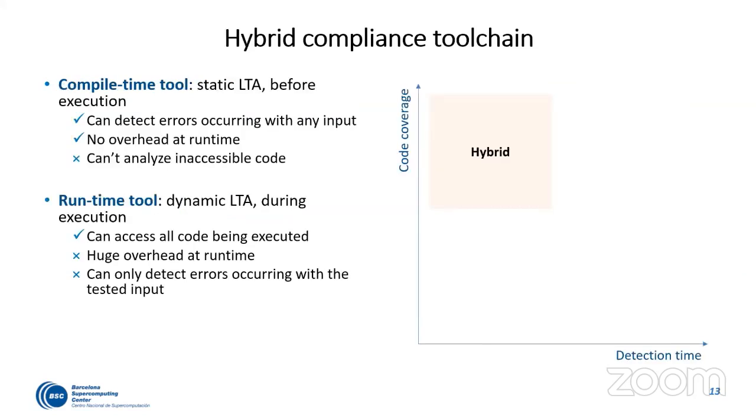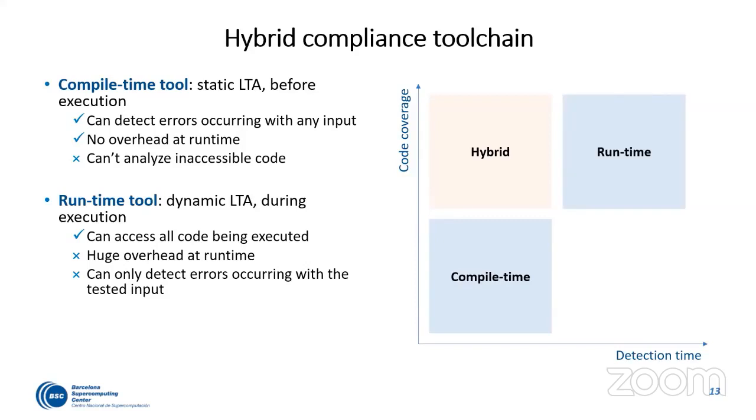Our toolchain is hybrid and divided into a compile time tool and a runtime tool. The compile time tool executes static LTA on task declarations in the source code. It can detect errors which are independent of the program input and doesn't produce any overhead at runtime. However, it cannot analyze code that is not available during compilation, for example, shared libraries, and when lacking vital information about the program to continue its analysis, it doesn't say anything about compliance.